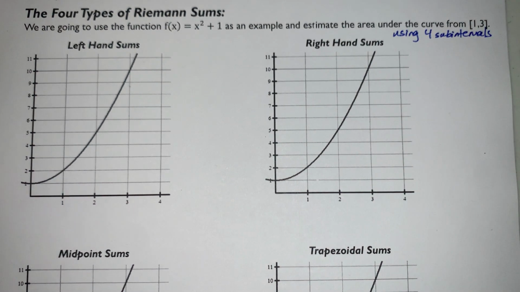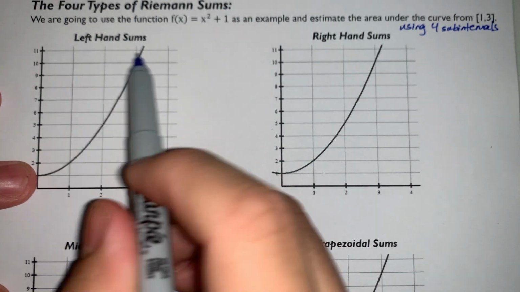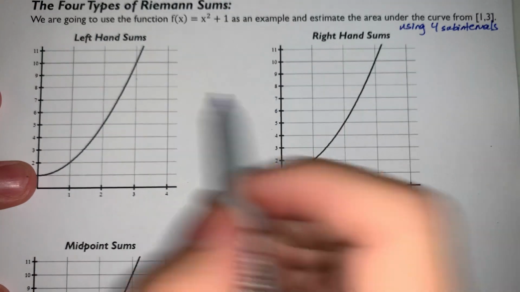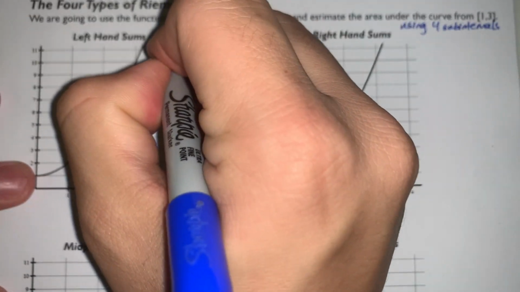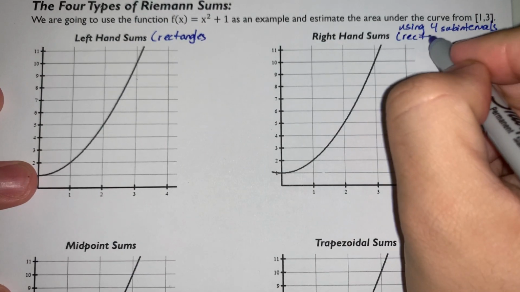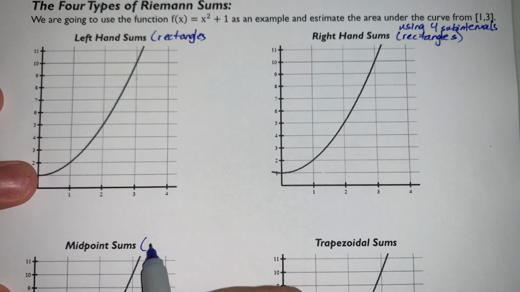Okay, so these are the 4: left hand sums, right hand sums, midpoint sums, trapezoidal sums. And with these first 3, we're pretty much using rectangles. Because we all like rectangles. We all know how to find the area of rectangles, and they're easy to draw and easy to calculate.